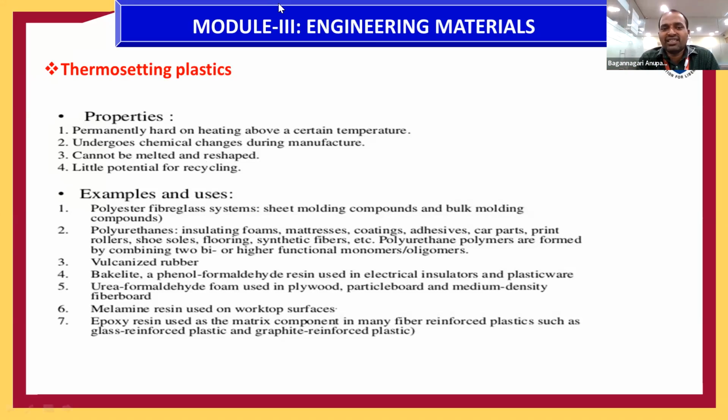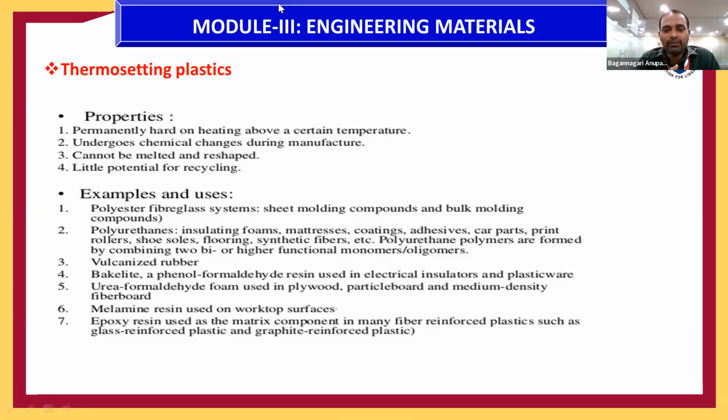So polyesters are there in fiberglass systems, sheet molding compounds like bulk molding compounds, polyurethanes, insulating foams, matrices, coatings, adhesives, car parts, print rollers, shoe soles, flooring, synthetic fibers, that one polyurethane, and vulcanized rubber. Bakelites, the phenol formaldehyde resins, are mainly used in electrical insulating, plastic ware, urea formaldehyde foam used in plywood, no?